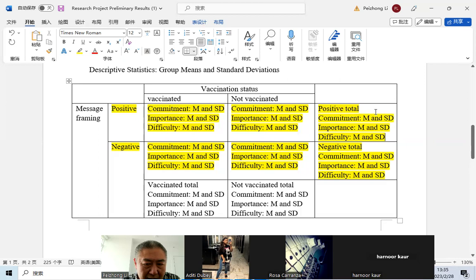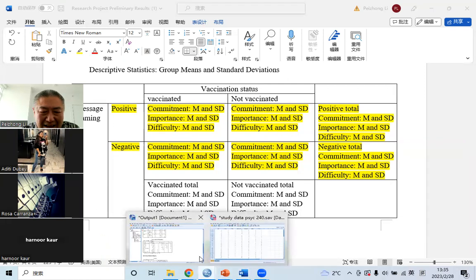What part of the data do you look at? Here. Overall, I don't care about whether you are vaccinated or not. So I combine the vaccinated and non-vaccinated and look at the overall. What is the result of positive framing versus negative framing? Let me show you how to analyze the data.